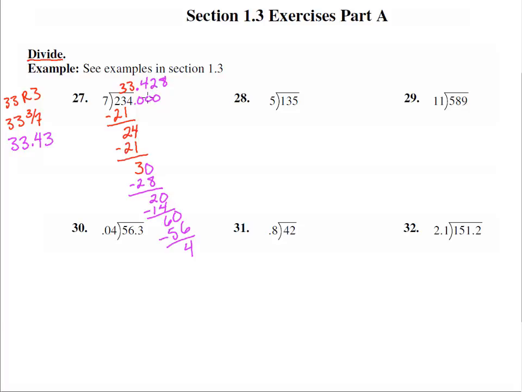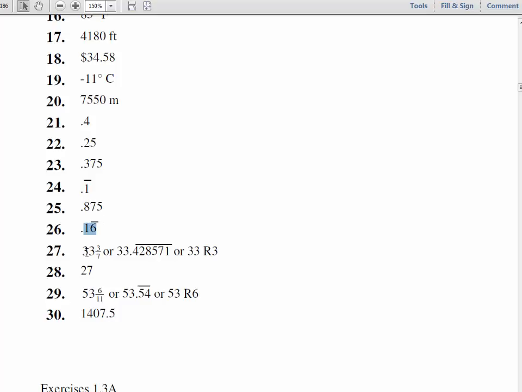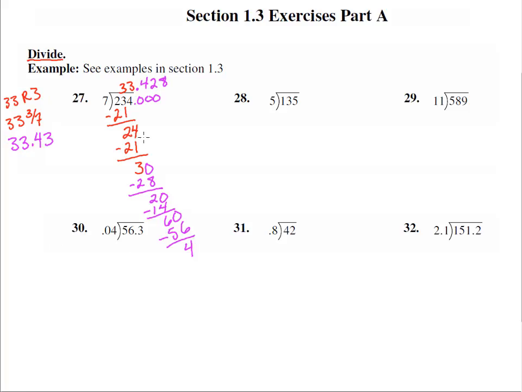Let's check and see what the answer is in the book. And we get, there's the 33 and 3/7, or 33R3. It looks like if we would have kept going, it would have had 428,571 and then repeated over and over again. I'm not sure we have that much room, but we could keep going for a long time. That's correct. Let's do number 28. Nice job. We did it right.